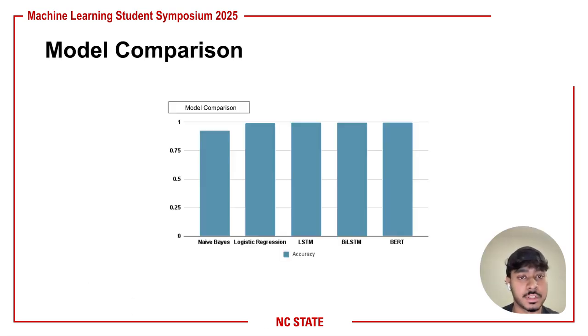This is a quick comparison of the accuracies for the different models. You can see that even though multiple models have very high accuracies, not all of them were as effective in actually classifying the different instances.